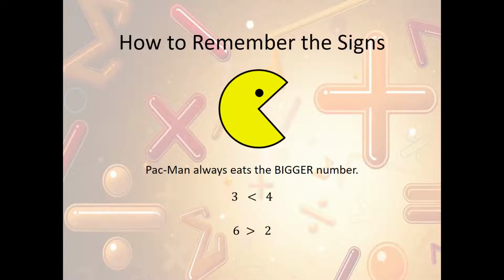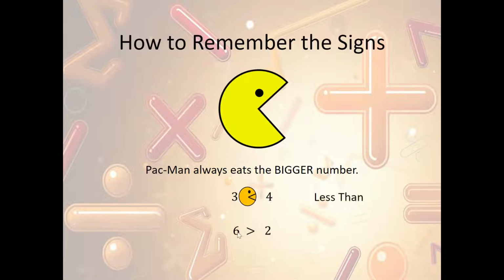symbols. For instance, we have 3 and then this symbol and 4. Well, Pac-Man eats the bigger number, so if I draw Pac-Man on there, I can see that his mouth is eating this side here, which means this is the bigger number. So this number is greater. Well, we always read it from left to right though, so that means if this number is greater, this number's got to be smaller. So we would say 3 is less than 4.